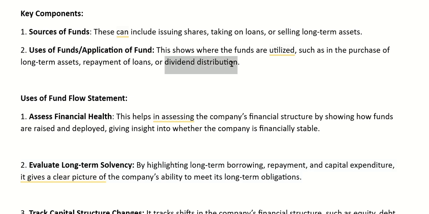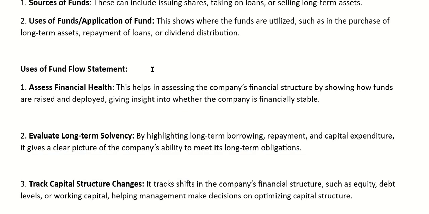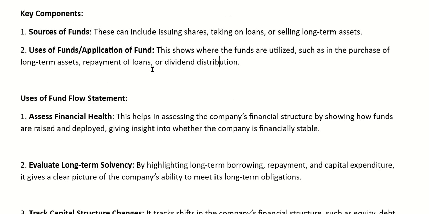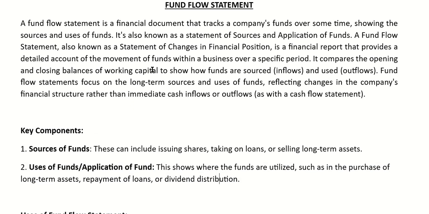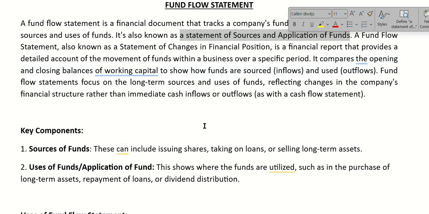Similarly, when we distribute dividend, what happens? Whether the cash flows into the business or out of the business. Just think, it is very clear, when we give dividend to our investors, the cash will flow out of the business. So these are the main two components of the fund flow statement. A fund flow statement is otherwise known as a statement of sources and application of fund.